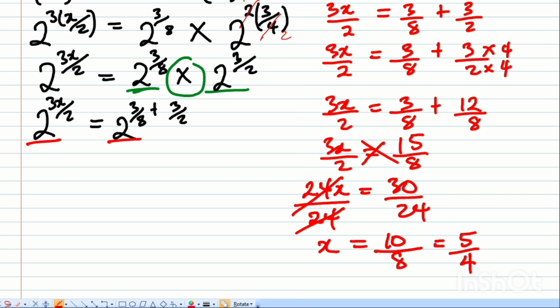So my answer is 5 over 4, or as a mixed number, I have 1 whole number and 1 over 4. So that's the value of x. So if you just know how to apply the laws, you're going to keep solving and get the correct answer.